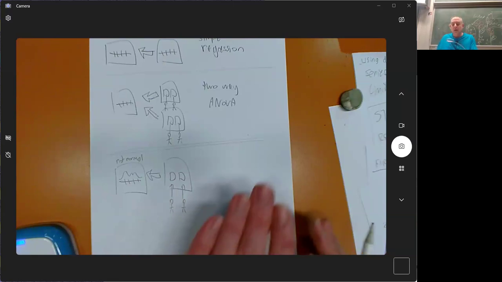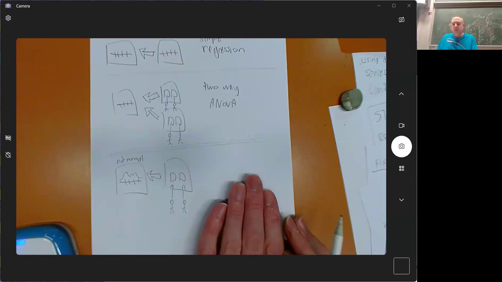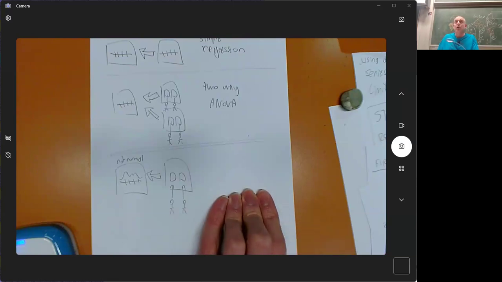Now I just have to check. This one, some people call the Mann-Whitney U-test, and some people call it the Wilcoxon-Rank sum test. Which one did you have? Mann-Whitney?